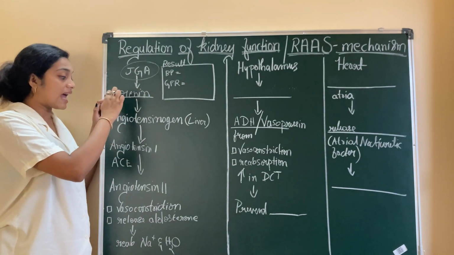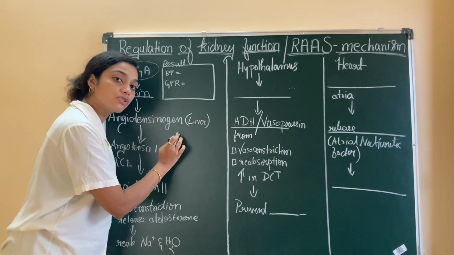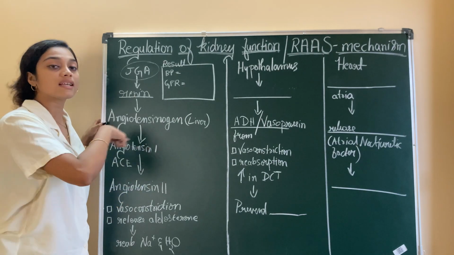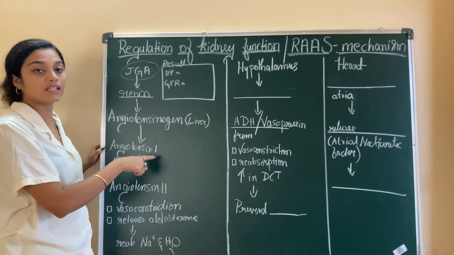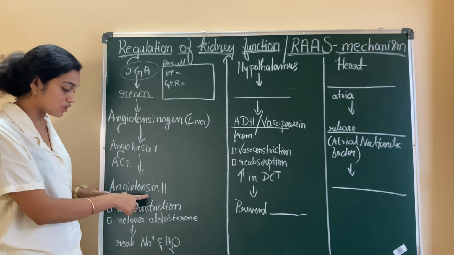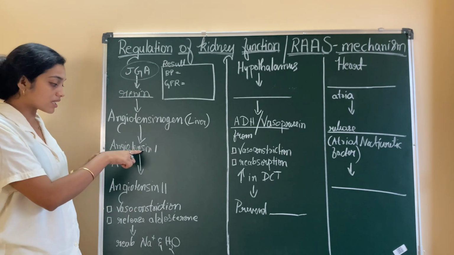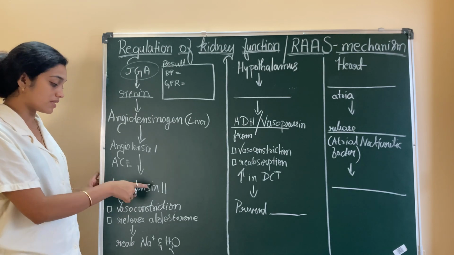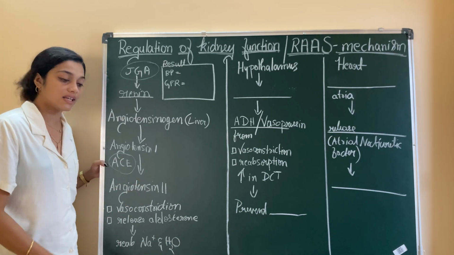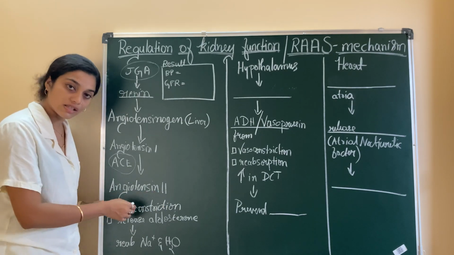This renin will act upon the angiotensinogen which was released by the liver. So what happens to this angiotensinogen? This gets converted into angiotensin 1. Angiotensin 1 gets converted into angiotensin 2. The conversion of angiotensin 1 to angiotensin 2 is done by the angiotensin converting enzyme. Okay, now the angiotensin 2 has been released.